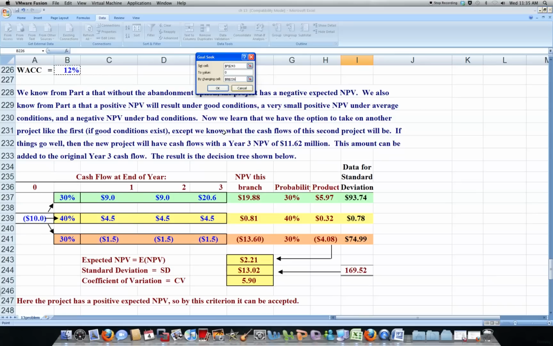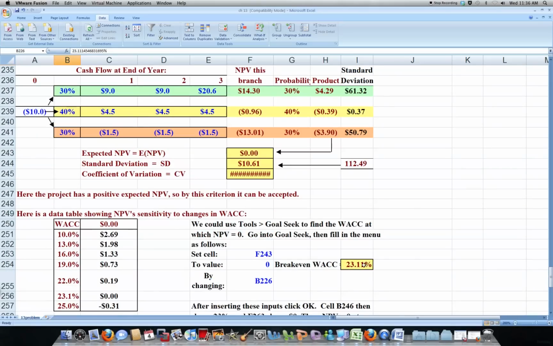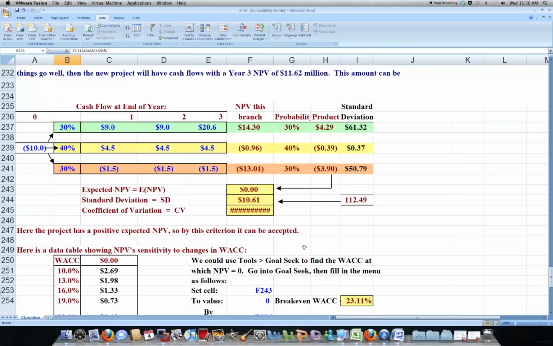So see, when we found this NPV, we use this cell here for a weighted average cost of capital. Okay, so we're going to say okay. Now you'll see how it changed everything. It changed the NPV to 0 right here, and it gave us a weighted average cost of capital of 23%. And if we click on this cell, we can see it's 23.1111. So you could actually take this 23.1111 and copy and paste it down in here to the cell to find your break even.